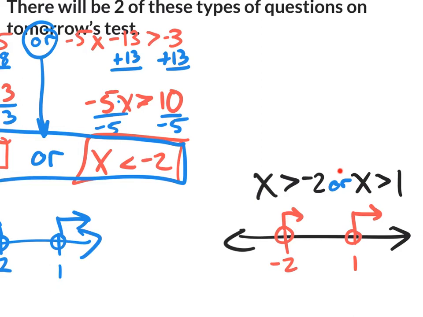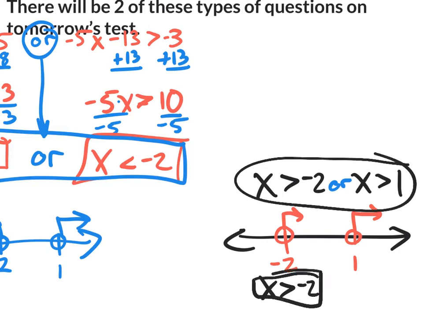Now, if it would have had the word and between it, then you would represent this inequality as your answer because that's where the overlap is at. And implies that both have to work. Or implies that one or the other. So whenever it has the word or and they're going in the same direction, use the first inequality that you have, which in this case would be x is greater than negative 2. Okay, so that would be your answer, not this one. This would be your answer in this special case where they're both going in the same direction.